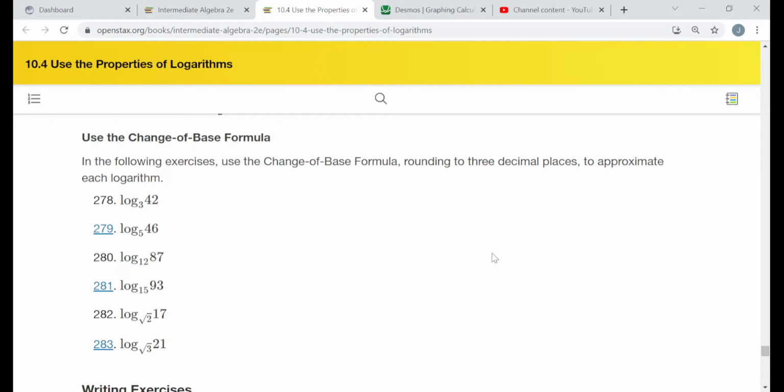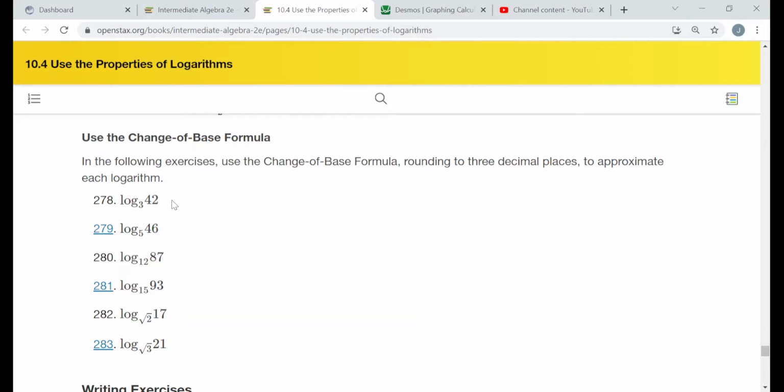Hello everyone. The title of this video is Use the Change of Base formula. Every exercise I'm going to do in this video is taken directly from a free online textbook at openstax.org, and I'm in the Intermediate Algebra 2nd edition text in section 10.4 titled Use the Properties of Logarithms, and I'm under the heading Use the Change of Base formula.